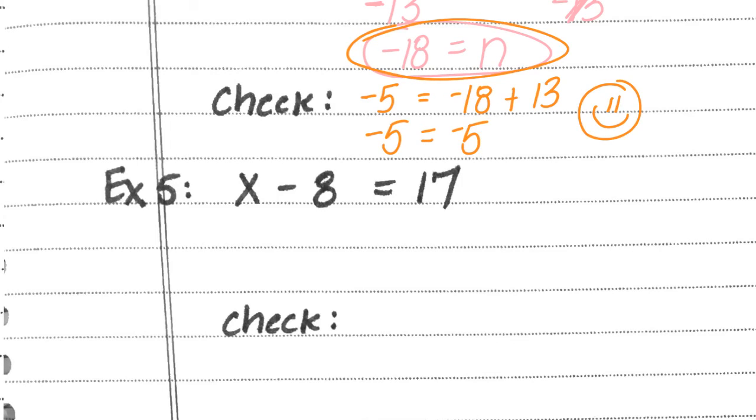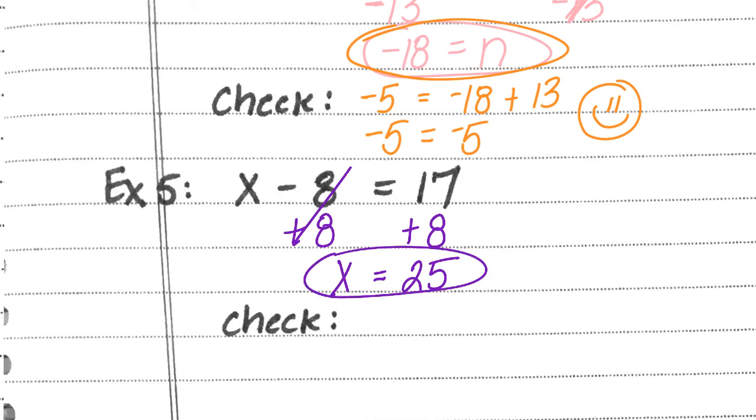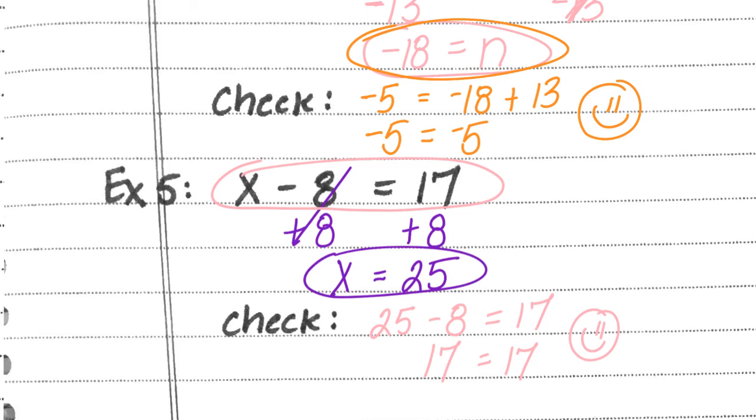X minus 8 equals 17. When I add 8 to each side, x is equal to 25. Check by putting it into the original. 25 minus 8, is that equal to 17? Yes, 17 is equal to 17.